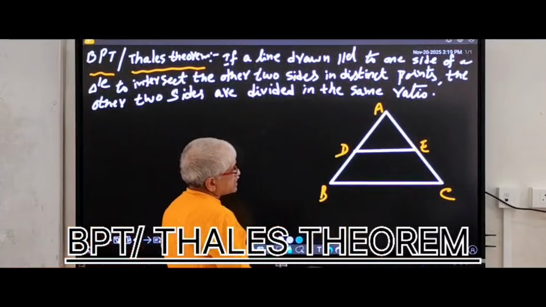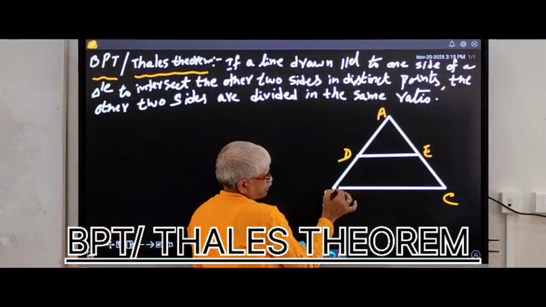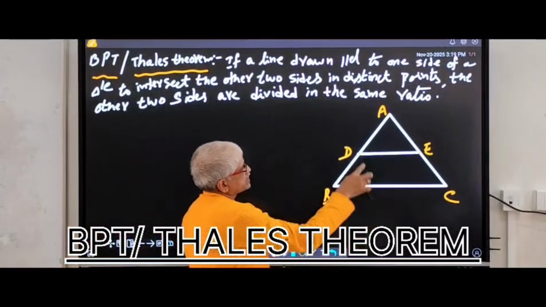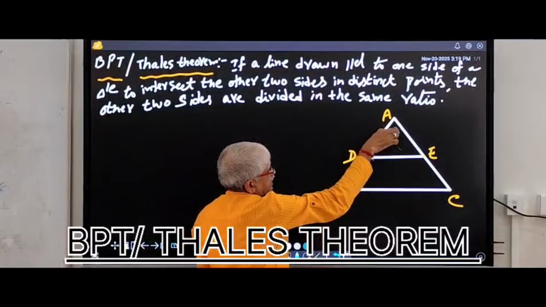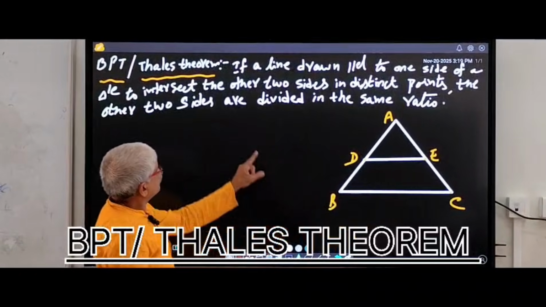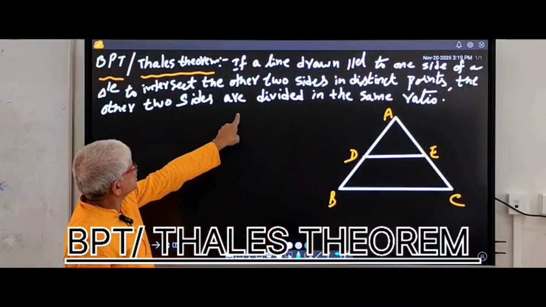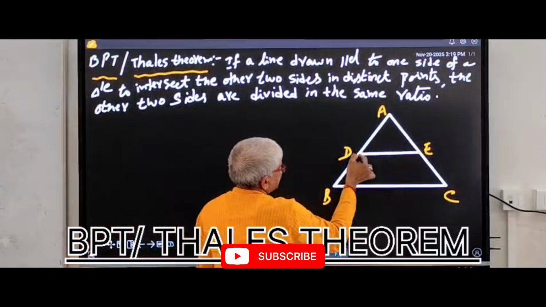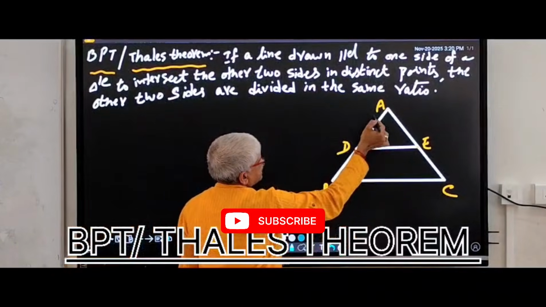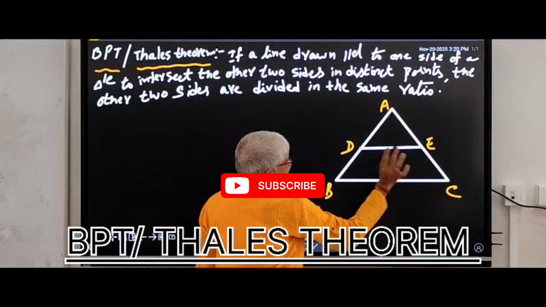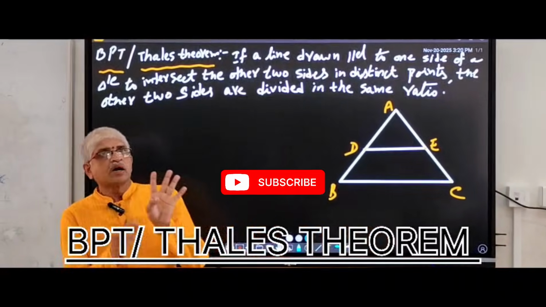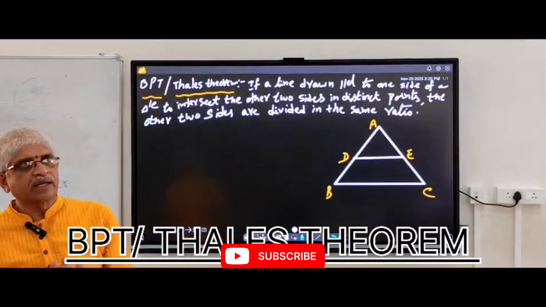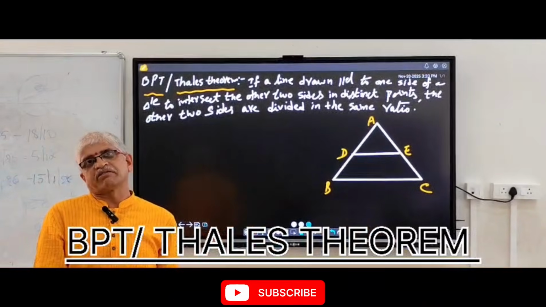What are the other two sides? This line you drew is parallel to BC. In the triangle, the other two sides are AB and AC. So what do you have to prove? You have to prove that these two sides are divided in the same ratio. What do you mean by that? AD by DB is equal to AE by EC. So from this, we know what is given, and we know what is to be proved. Clear? In order to prove that, what do I require?